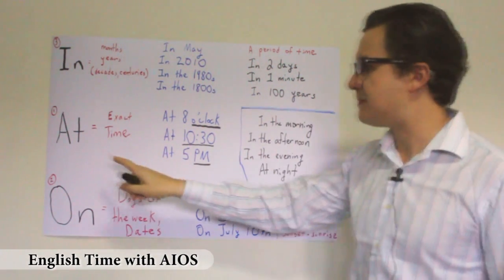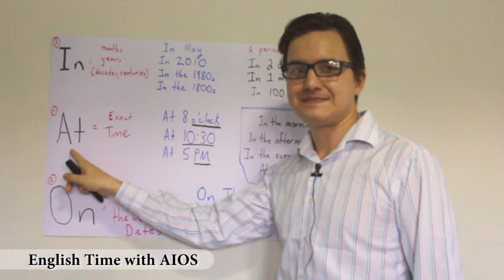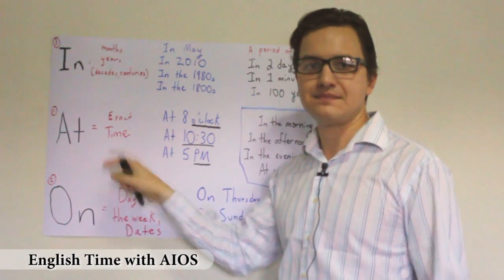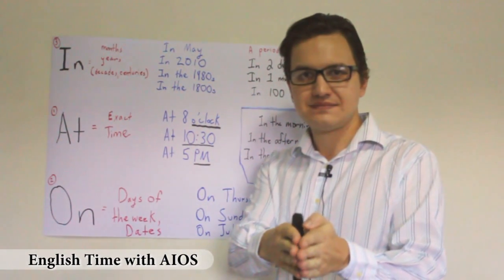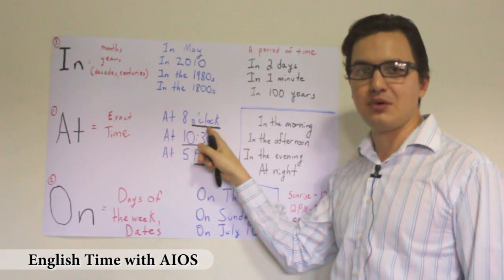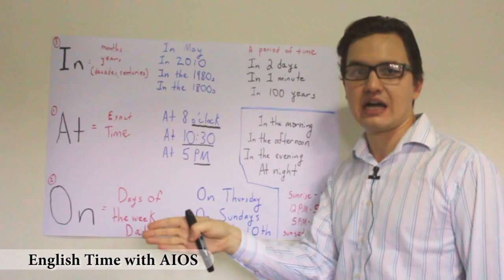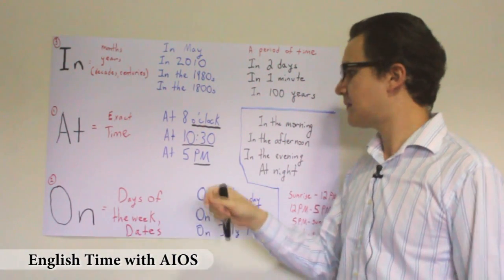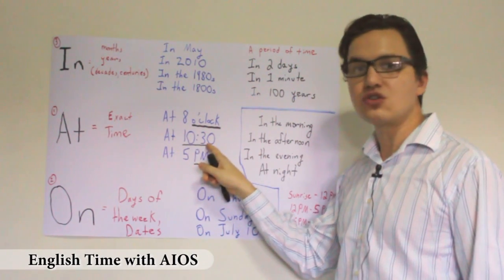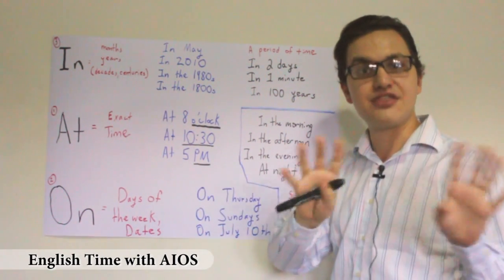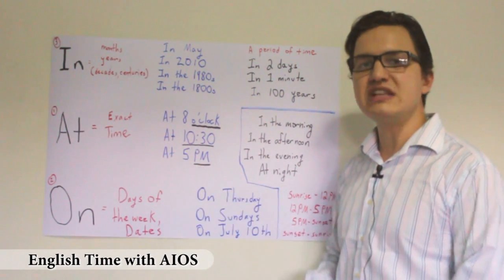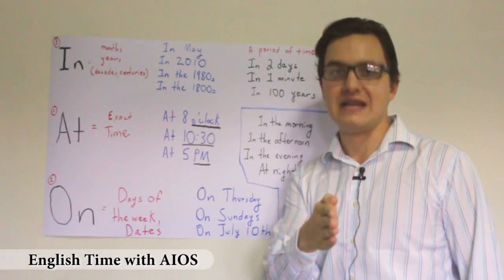Let's look at the next preposition, at. At is to be used with exact time, 1 moment. So, at 8 o'clock is an example. Exactly 8 o'clock. At 10:30. At 10 and 30 minutes. At 5 p.m. So these are all an exact moment.